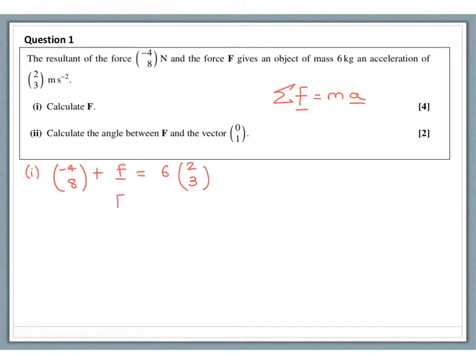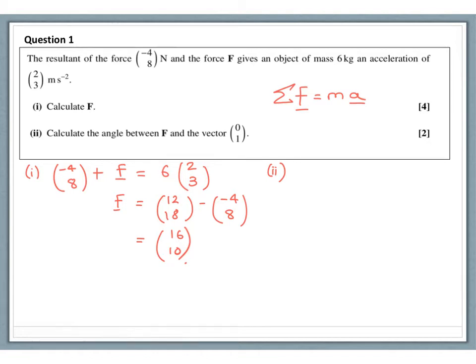So we can rearrange this for F. F is equal to (12, 18) subtract the vector (-4, 8), which gives us the force vector F as (16, 10). Part 2, we need to calculate the angle between F and the vector (0, 1).